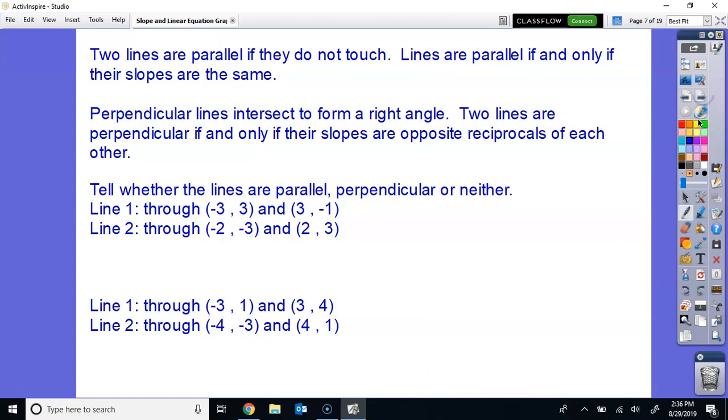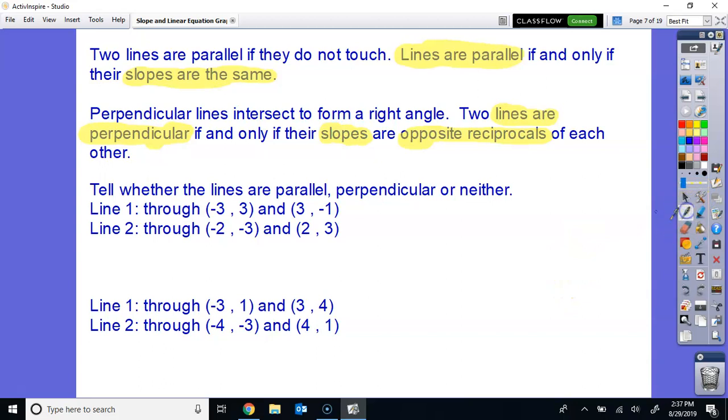So, in class, we also mentioned these. We mentioned parallel and perpendicular. Key thing here is to know that lines are parallel if and only if their slopes are the same. Perpendicular lines, remember, intersect at a right angle, and lines are only perpendicular if and only if their slopes are opposite and reciprocals of each other.